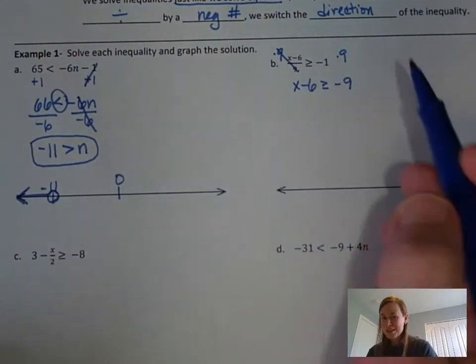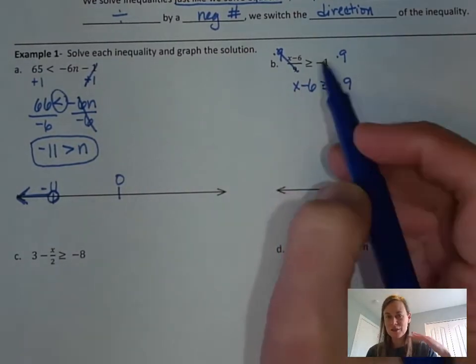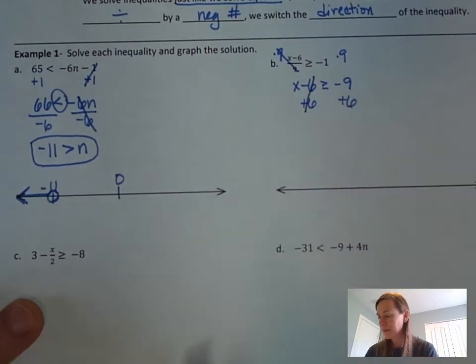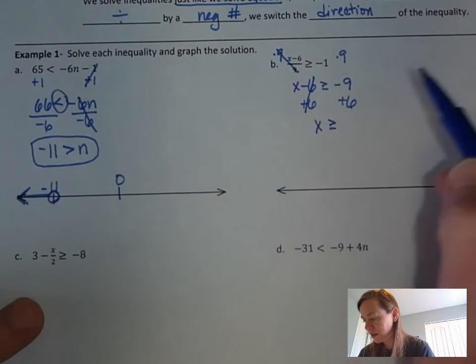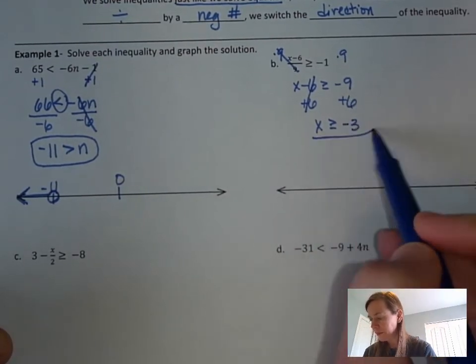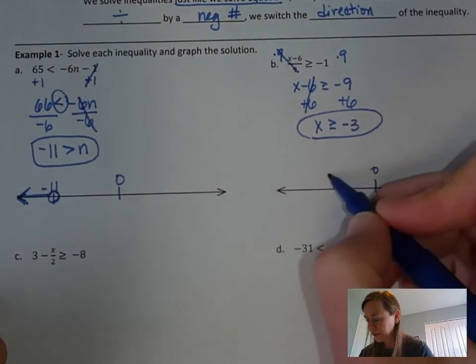Okay, we're almost there. Let's get rid of this minus 6. Right now we're subtracting 6. Let's do the opposite, which is add 6. And we've got to do it to both sides. That's going to cancel, and you're left with x is greater than or equal to, looks like negative 3 there. So that's your solution, and now you're going to put negative 3 on your number line.